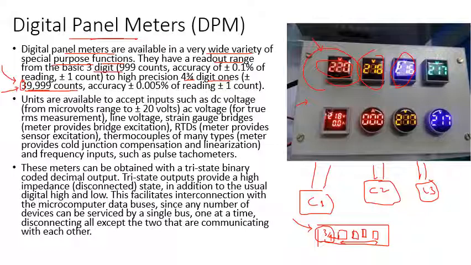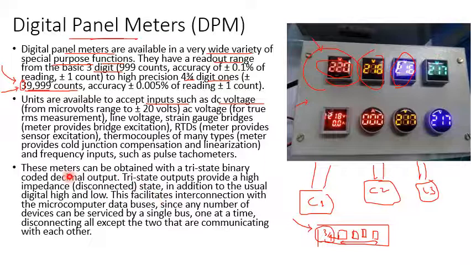Then the inputs you can accept: it can accept voltage, which you can see here. Then it can accept AC voltage, line voltage, strain gauge. Then temperature detector, this RTD stands for resistance temperature detectors. Then thermocouples. Many types of readings you can display on the panel meters. You may have to change this. Now here all voltages are shown, but you can add a display which shows line voltage like 230 volts. So all of this you can do.